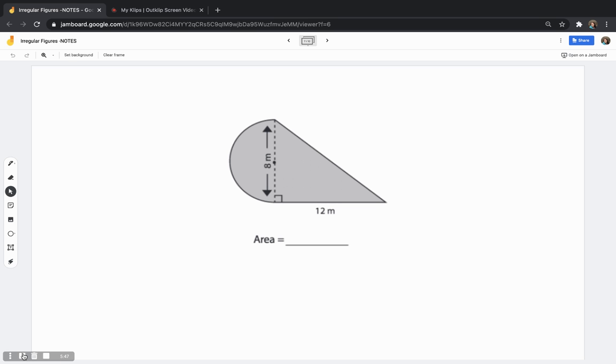All right, in this next example, we have a half circle and a triangle. So for the half circle, the formula for area of a circle is pi times radius squared. So I'm going to plug in what I have. If the diameter is 8, because that's going all the way across what the circle would be, it means that the radius is 4.